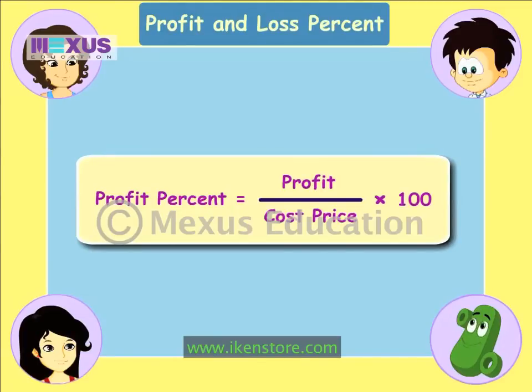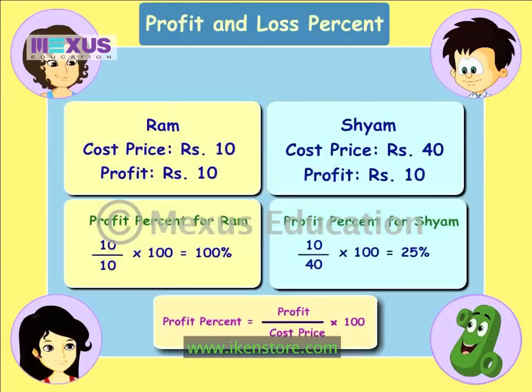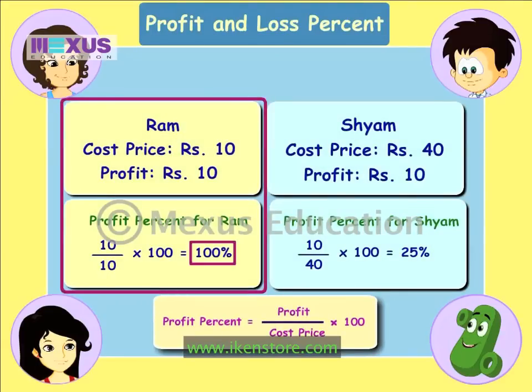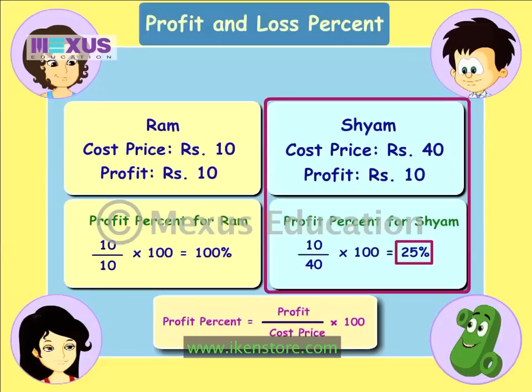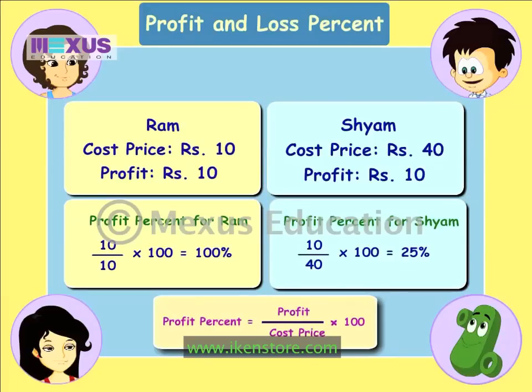Let's use this formula to calculate profit percent for Ram and Shyam. Ram made a profit of 100% and Shyam made a profit of 25%. So even though the profit in both cases was rupees 10, Ram has made the bigger profit based on the cost price. Perfect! Yes! Very good!